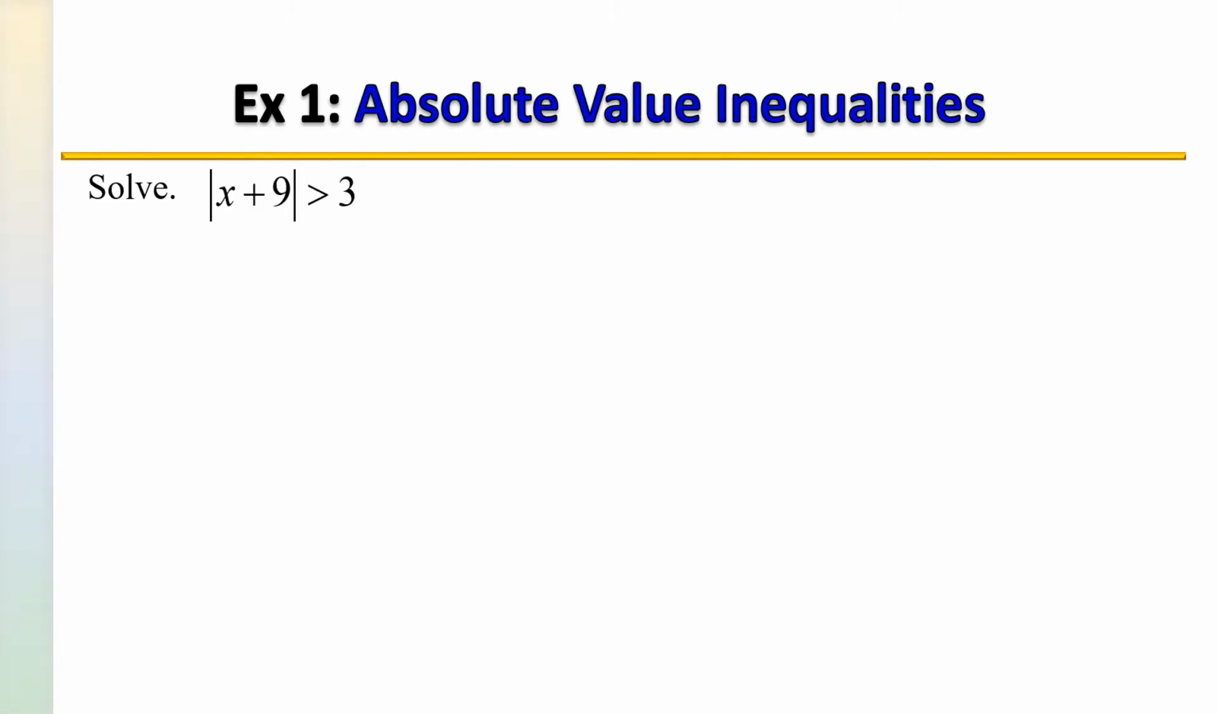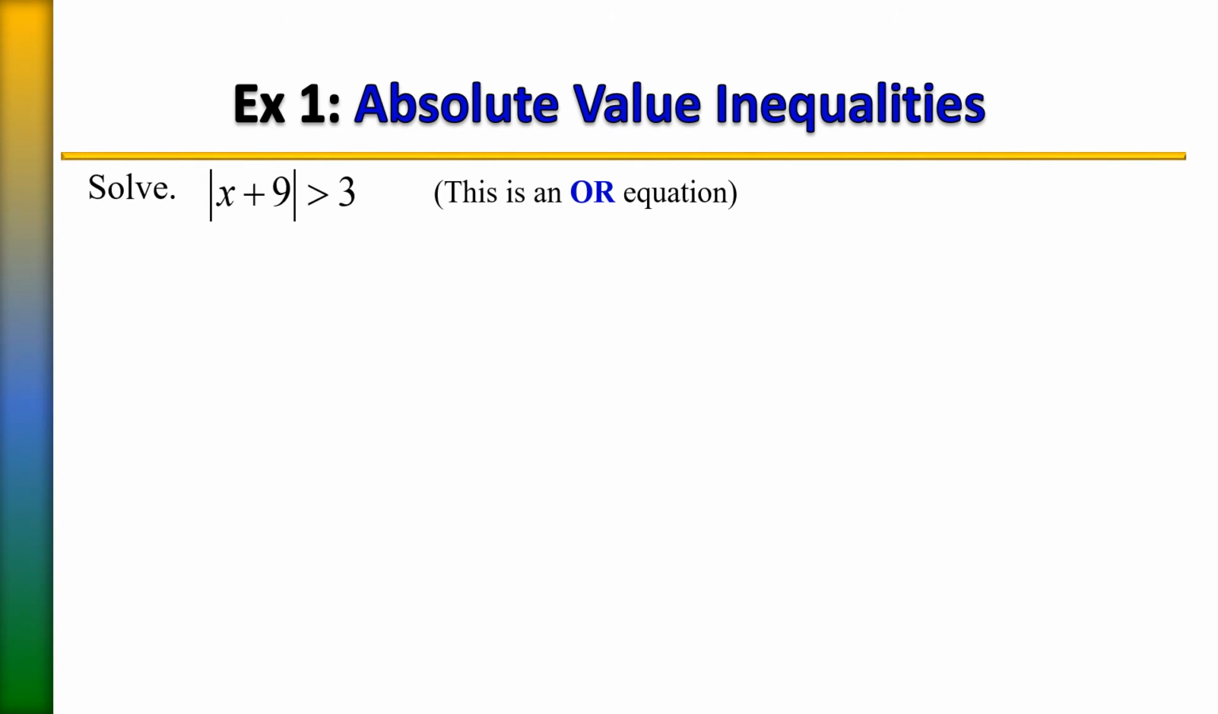Okay, now we're ready to start solving absolute value inequalities. Recall, you're going to be dealing with 2 different types of equation. You're going to either have an AND equation, or you're going to have an OR equation. So all we have to do is look at our symbol. Notice our symbol, the arrow is pointing toward the greater, so that means that this is an OR equation. And recall, with the OR equations, you're going to have 2 separate equations.